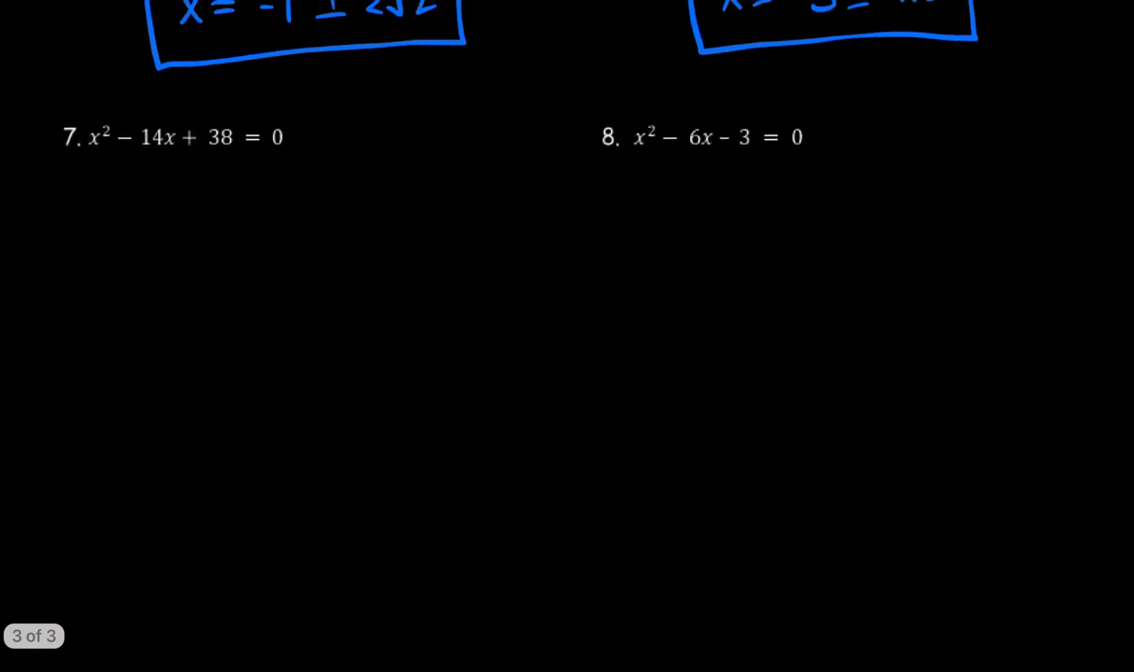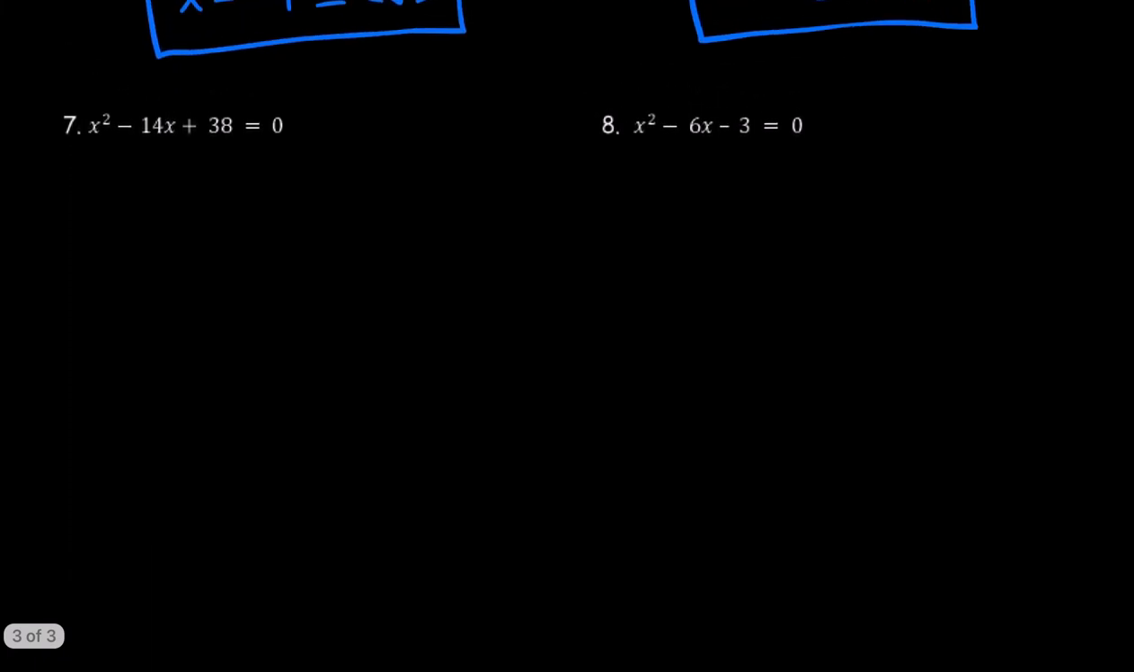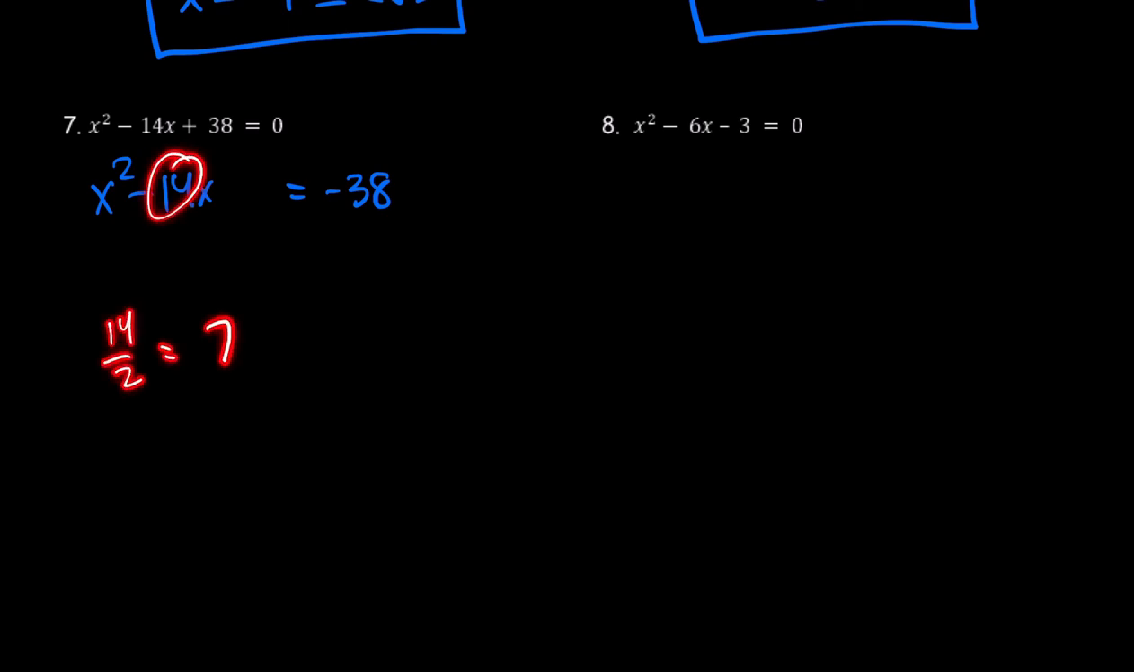All right, last two. 7, do your checks. Leading coefficient's 1, 14 is even. Let's subtract 38 from both sides. Number's a little bit bigger here, 14. So I divide that by 2, that's 7. I square that, that's 49. So I need to add 49 to both sides.